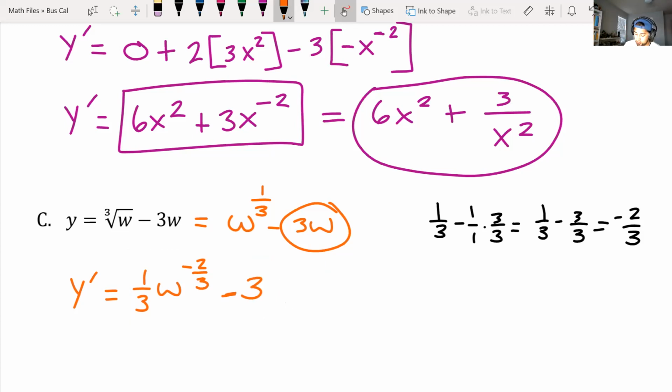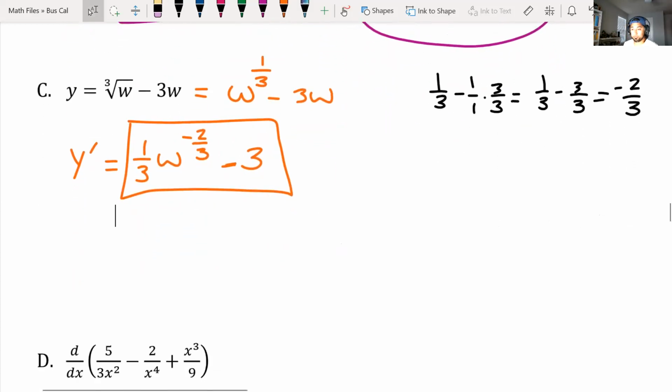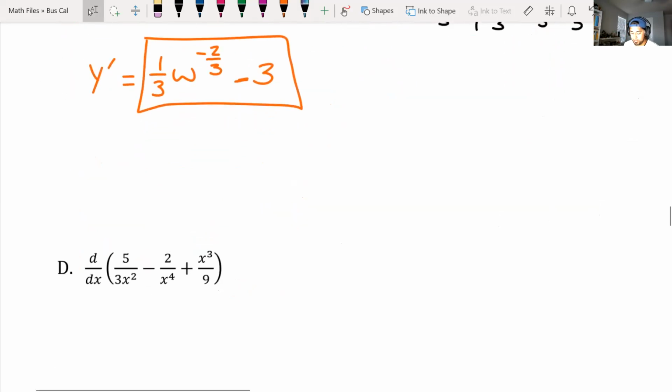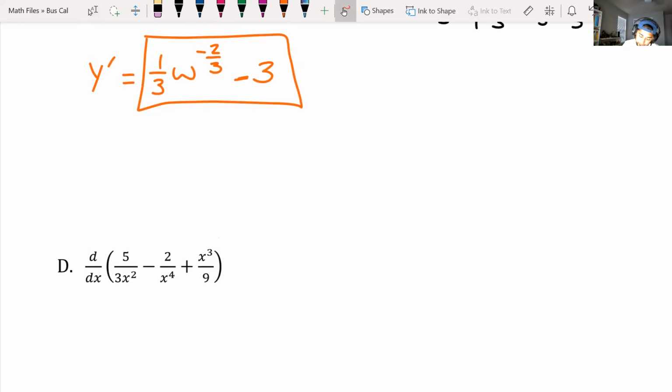Okay, there we go. All right, so look at this guy. Lots of rewriting to do. This says take the derivative with respect to x of 5/3x² minus 2/x^4 plus x³/9. So time to rewrite a bunch of stuff.